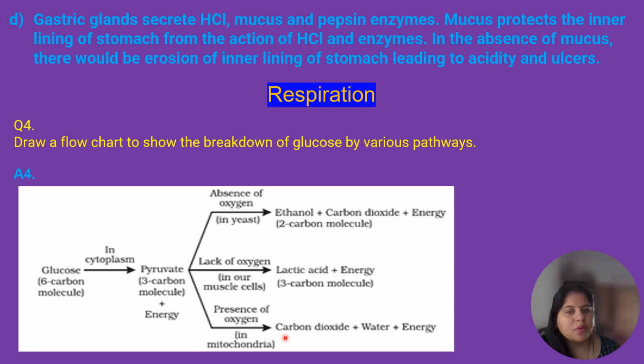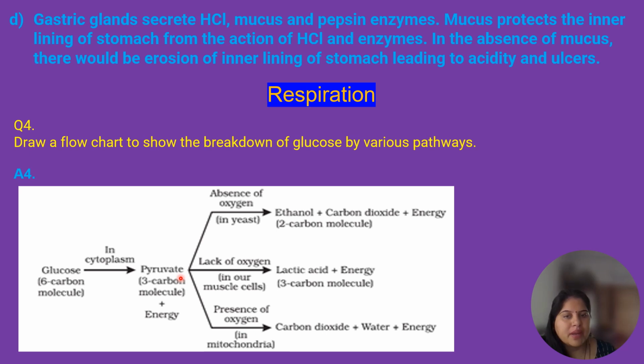They can ask what are the products obtained in aerobic respiration: carbon dioxide, water and energy. Now when the breakdown of pyruvate takes place in the absence of oxygen in our muscle cells, the products will be lactic acid and energy. Means during this process also we get energy. Lactic acid is a 3-carbon molecule. This product, lactic acid, we get in our muscle cells in the absence, or we can say lack, of oxygen. Means oxygen is there but not in sufficient amount.